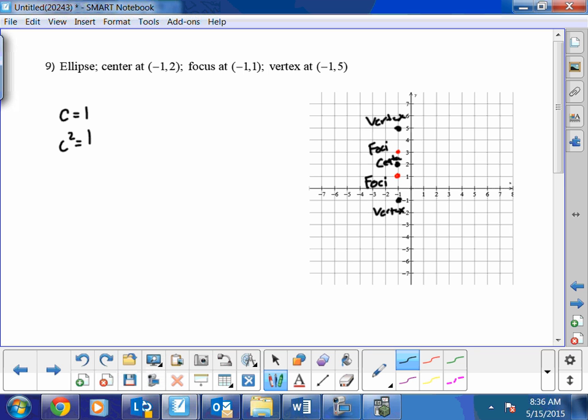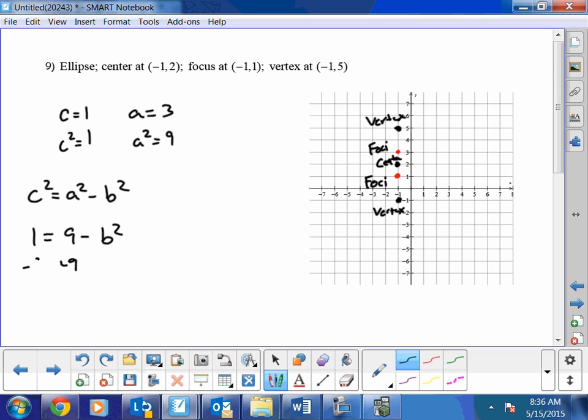Lovely. Now let's talk about the vertex. From the center to one of the vertices is the value of 3. So that means A is equal to 3. A squared is equal to 9. That's important to know. We need to come up with what B is. We can do that because C squared is equal to A squared minus B squared. 1 is equal to 9 minus B squared. Minus 9, minus 9 cancels out. We get negative 8 is equal to negative B squared. We multiply everything by negative 1. B squared is equal to 8.